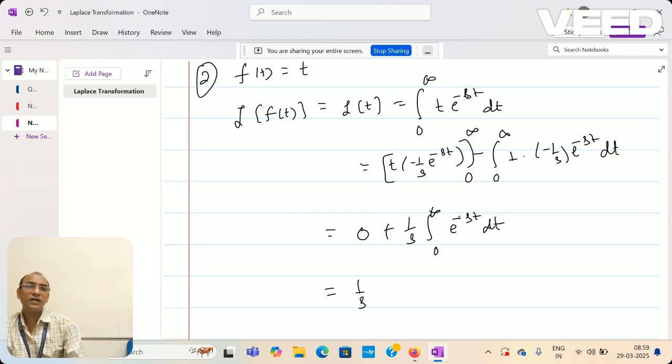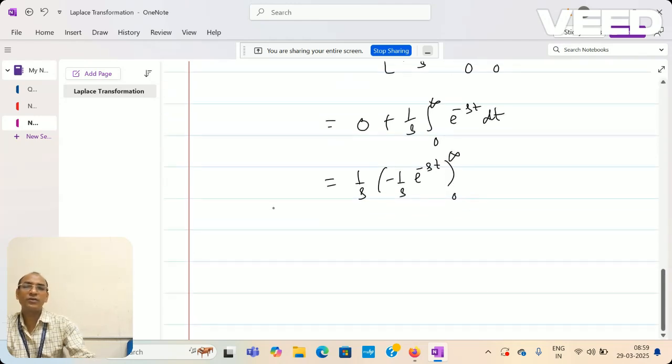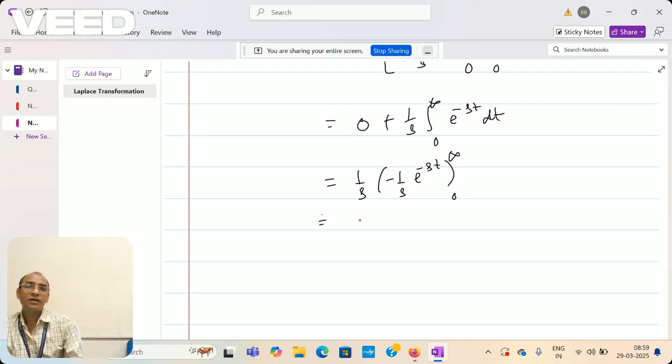The integration of e to the power minus st is again minus 1 by s e to the power minus st, and the limits are 0 to infinity. And finally, if we simplify it, we will get 1 by s square. And so we can write it as 1 factorial divided by s to the power 1 plus 1.